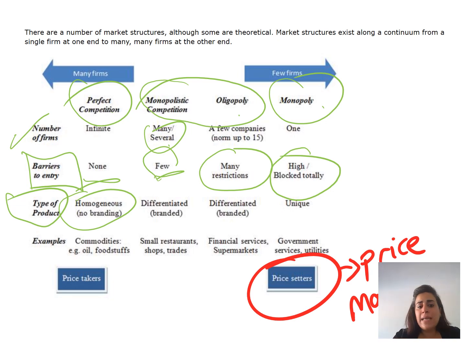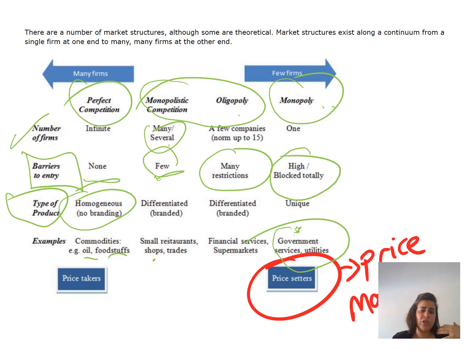Okay? What are some examples of perfect competition? Oil and foodstuff. Monopolistic competition: small restaurants, shops, hotels. Oligopoly: financial services, supermarkets. Monopoly, as we said before, usually it is owned by the government. So it is government services: the phone, water, electricity, gas, petrol in the country. Okay? So why do you think the government will take control over it?